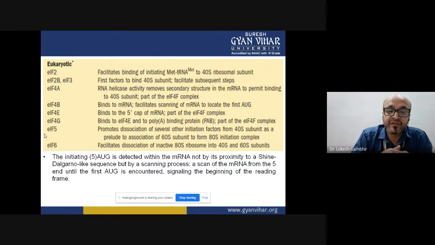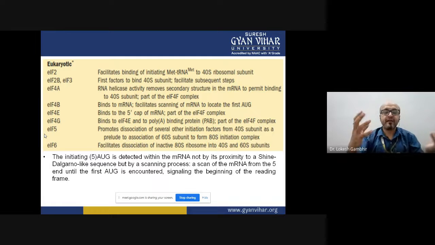So that's why it is a very important initiation factor. Then we have initiation factor 6. What does it do? It facilitates the dissociation. Once the complete ribosome has done its job, it is in its inactivated form. Then the dissociation of those two subunits is mediated by IF6. So you see, that is the case.